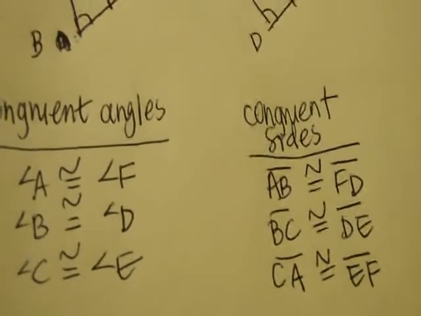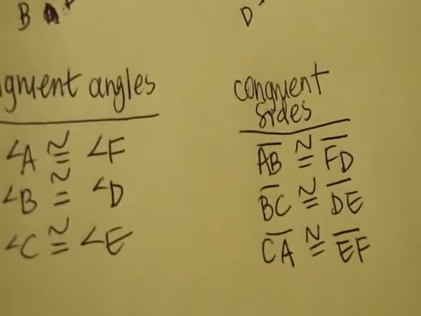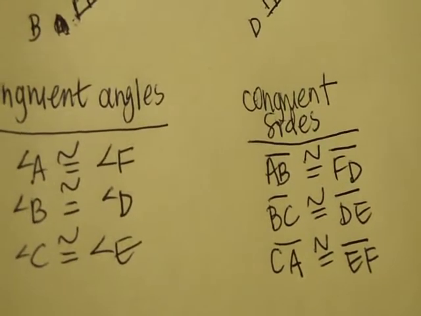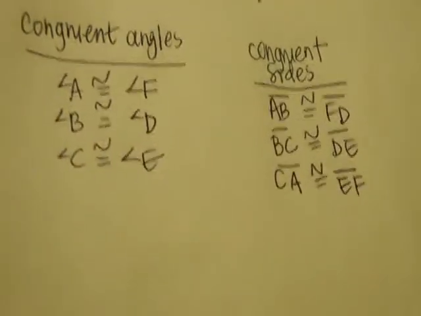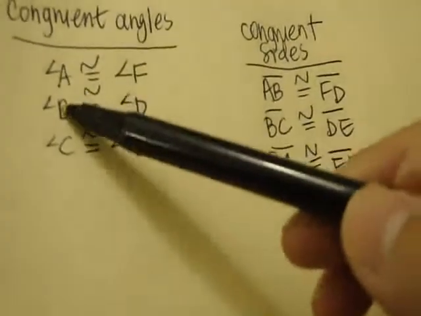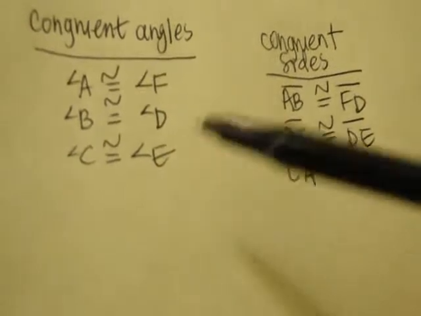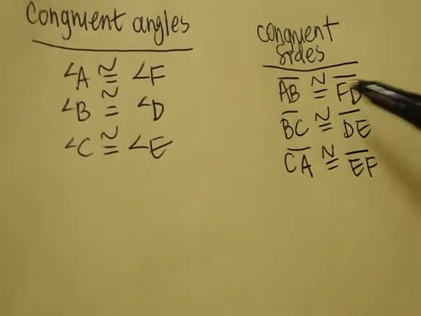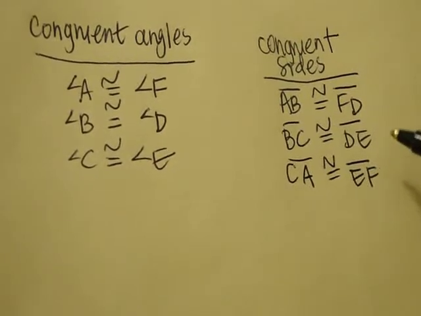Okay, so now that we know which angles go together and which sides go together, we now can write our 2 triangles in the correct order and write an accurate congruent statement where we say that the 2 triangles are congruent to each other. So we notice that A goes with F, B goes with D, and C goes with E. And we notice that AB matches up with FD, BC matches up with DE, CA matches up with EF.